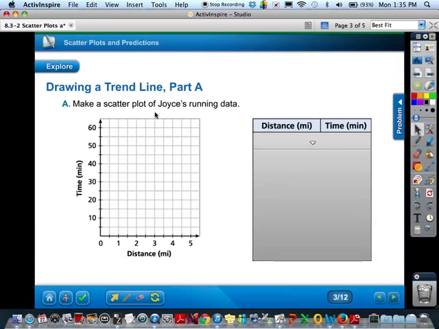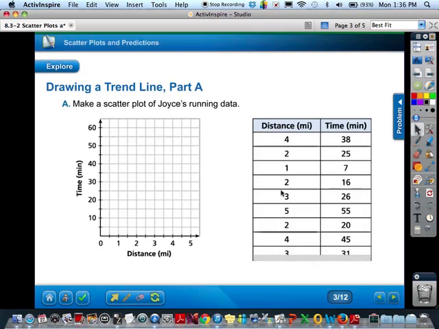All right, so here's our one example. It says draw a trend line of this data. And we've got some data of Joyce's running. So here's Joyce's distance, and here's the time it takes her. Now I'm just going to graph a few points as kind of a reminder of how we graph points in a scatter plot, and then I'm going to switch it so you don't have to watch me graph them all. I'm going to graph this first one here, this one, and the one here. Okay, so it looks like it took her 38 minutes to run 4 miles.